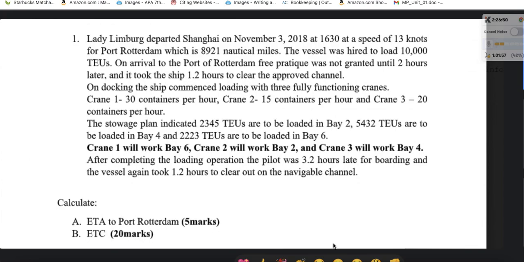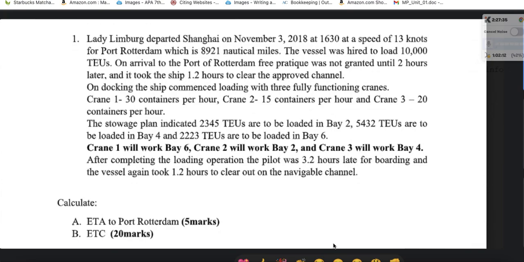The storage plan indicates dash TEUs are to be loaded in Bay 2, dash TEUs are to be loaded in Bay 4, and such amount of TEUs to be loaded in Bay 6. It is too many numbers for me to repeat, so just look at the question and you'll understand what I'm saying. Crane 1 will work in Bay 6, Crane 2 will work in Bay 2, and Crane 3 will work in Bay 4. After completing the loading operation, well, it has not reached that part yet. We have time. I estimate to finish this question at 10 o'clock, or maybe even before.